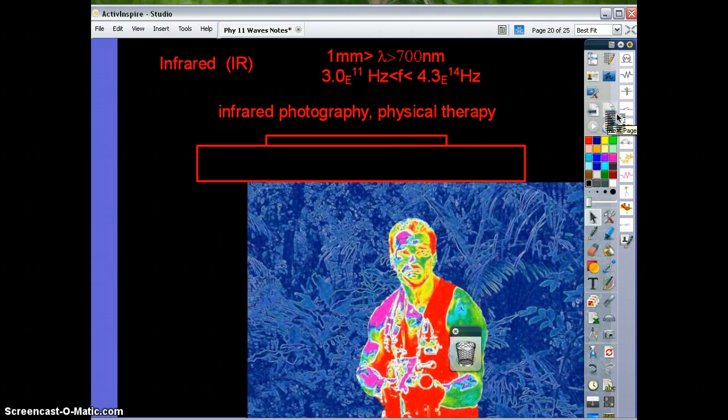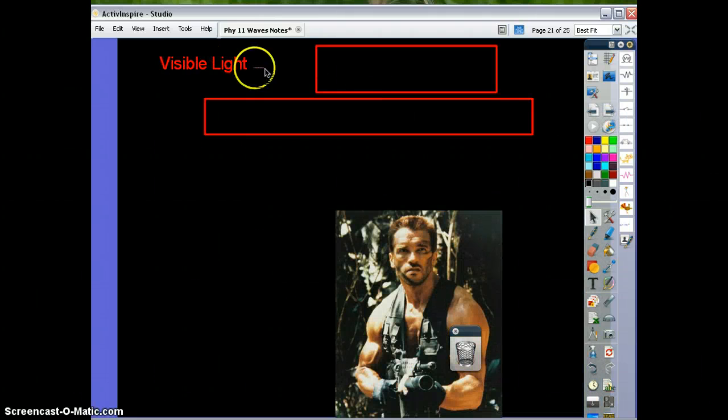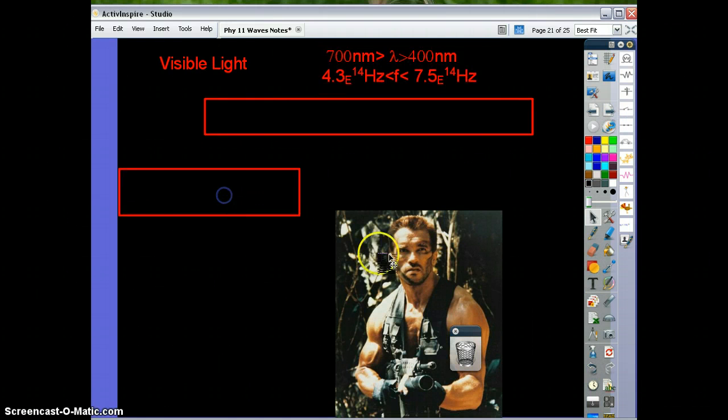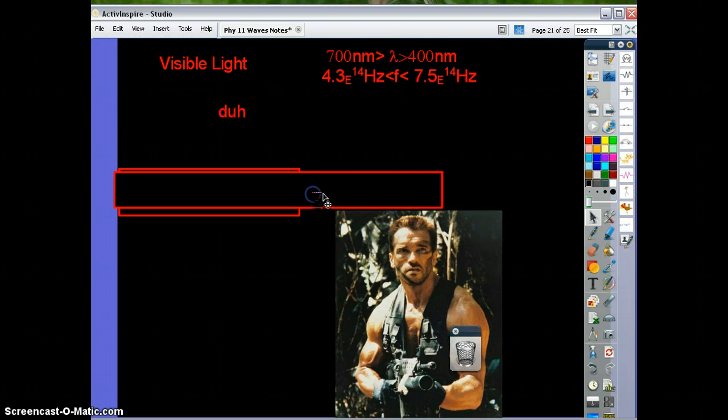Following infrared, you go into visible light. And now we can see what the picture really was. It was Arnold Schwarzenegger. Visible light is a very narrow part of the electromagnetic spectrum. Here we have smaller wavelengths, higher frequency, and, duh, it's visible light. And you know what it's for.